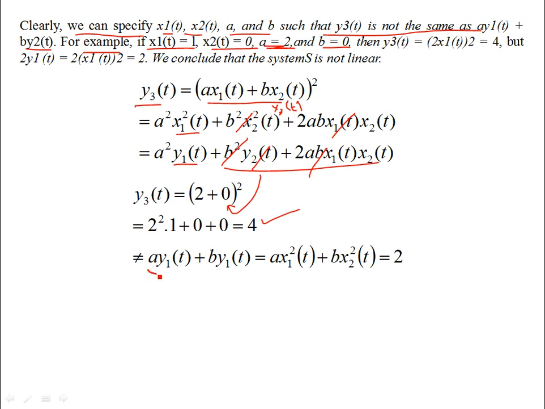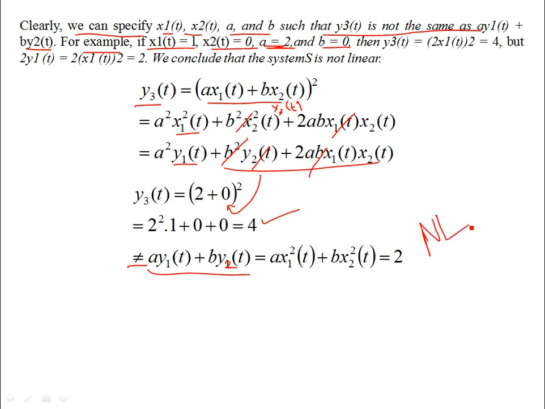And this is not equal to ay1 plus by2. This is 2. This is not equal to ay1 plus by2, because if it was to be, then it should be equal to ax1 square plus bx2 square, where a is 2. So 4 is not equal to 2. Therefore, the system is nonlinear.